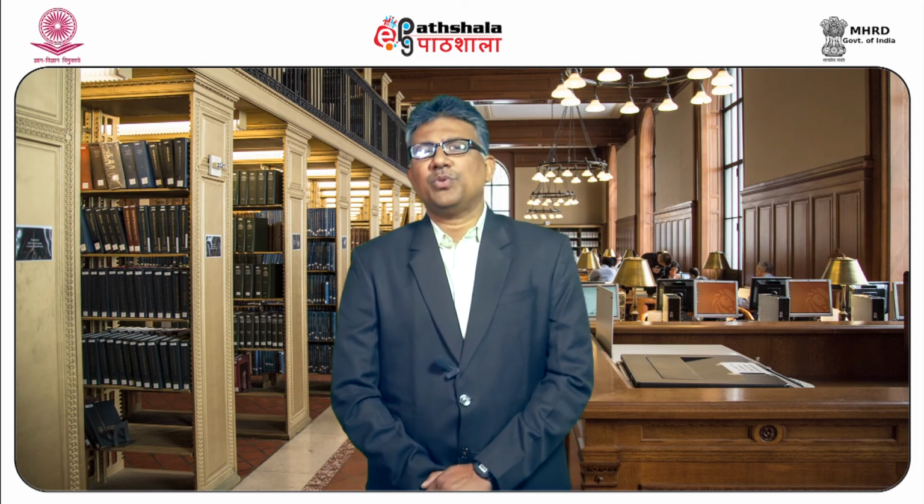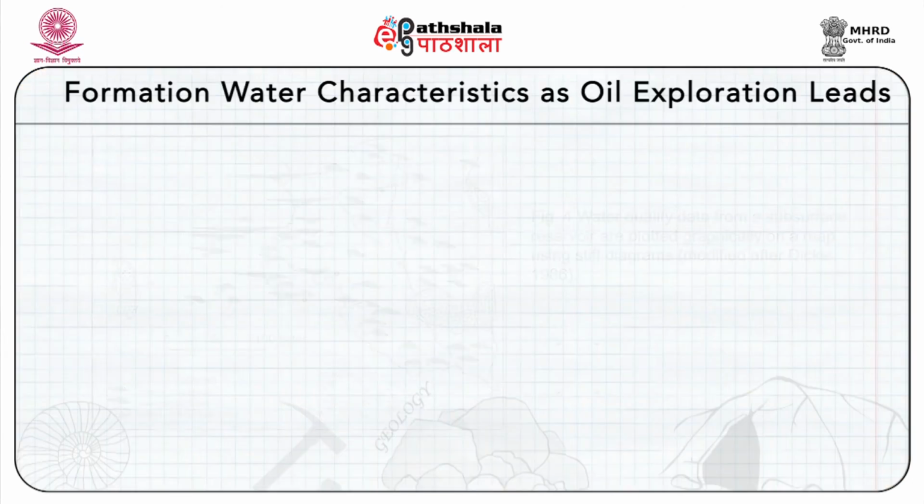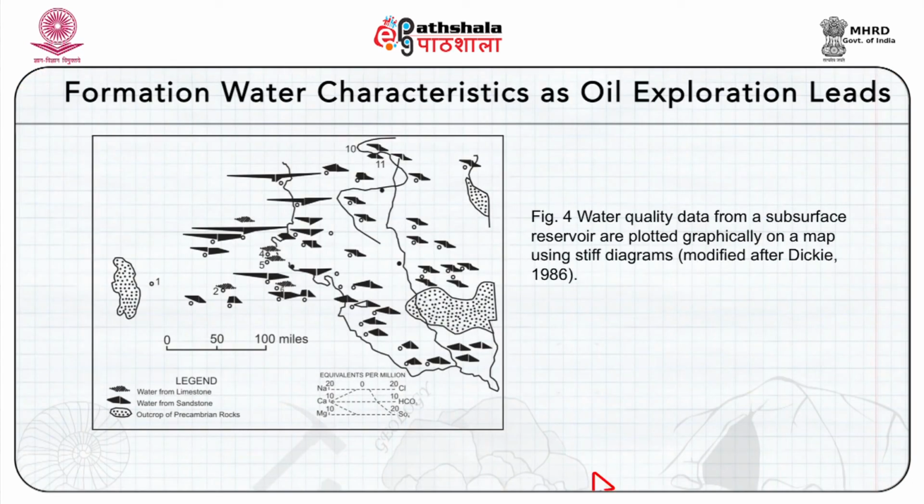I also want to discuss with you the plotting of the Stiff diagram on a map and how we interpret it. This is a map which shows the water quality data plotted on the map, based on the different Stiff diagrams on the different parts of the map. Although the reservoir strata is concealed in the subsurface in most parts of the map, its exposures can be seen in the western and southeastern flanks of the map. While in the western flank it is exposed at an elevation of 3200 feet, in the southeast of the map it is exposed at an elevation of 1200 feet.